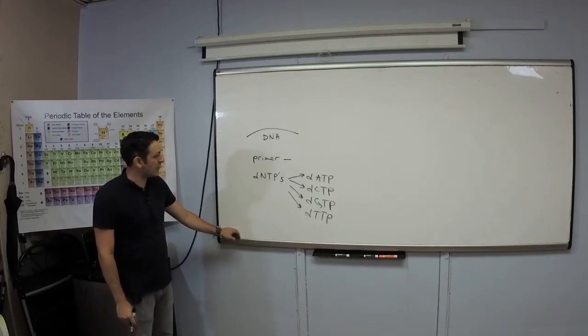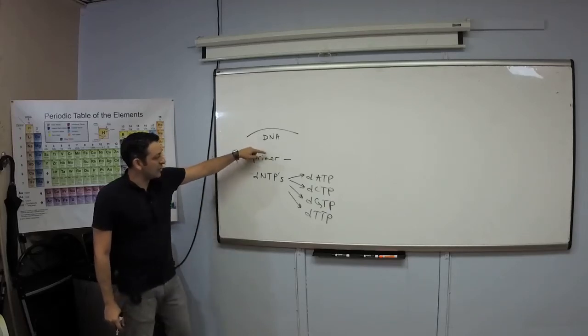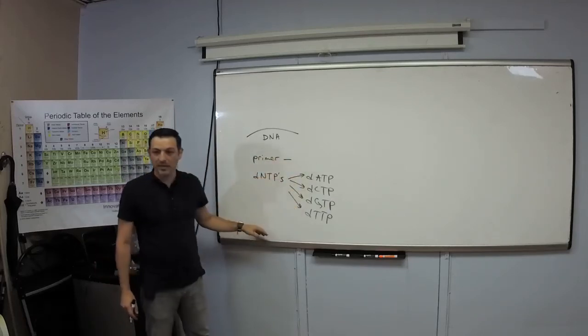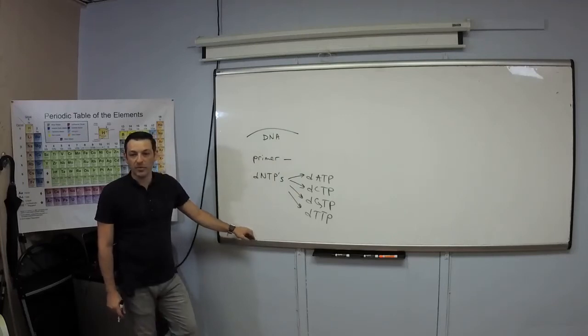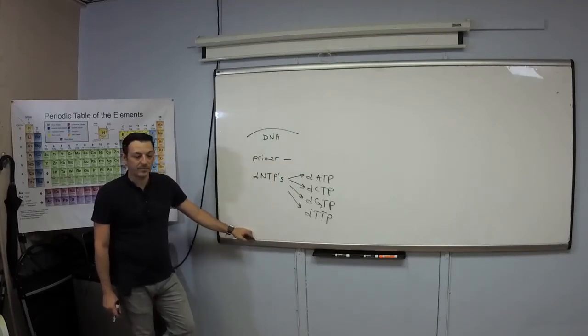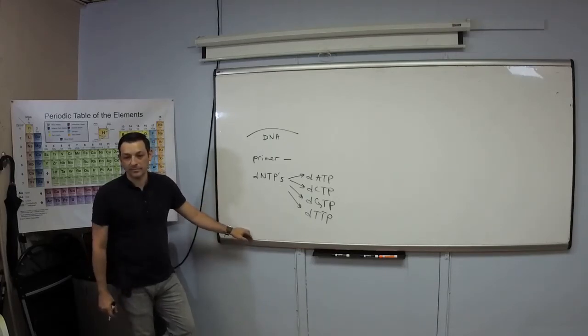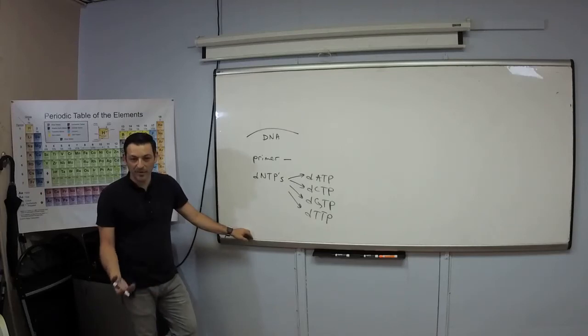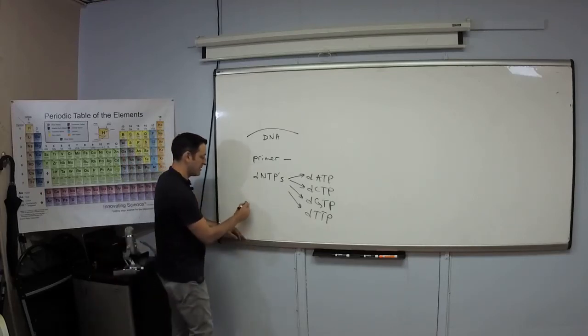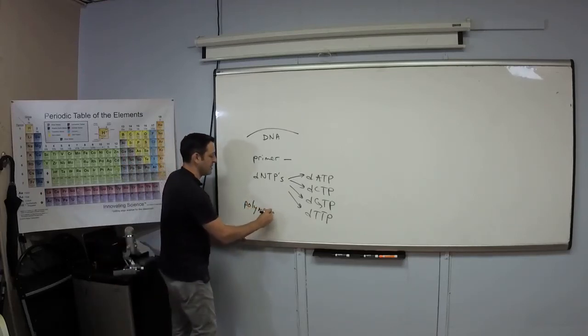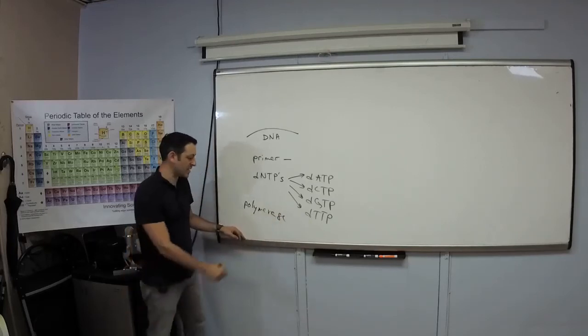How many ingredients so far? 1, 2, 3, 4, 5, 6. I'm missing something. What do I put in there? The enzyme. We just said it. DNA polymerase. The polymerase enzyme.